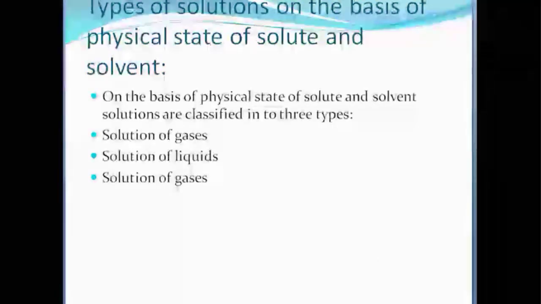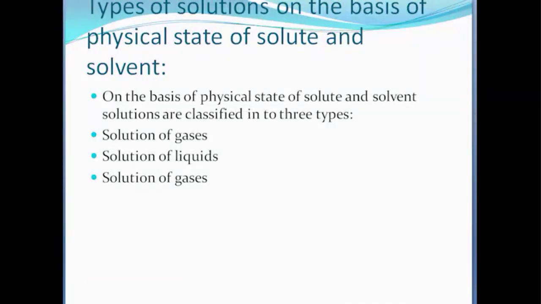Now come to the second unit, that is molarity. If you read the label on the bottle of concentrated sulfuric acid, right, then you may have seen that it is 18 molar sulfuric acid. That means we have dissolved 18 moles of sulfuric acid in 1000 cm cube of solution.